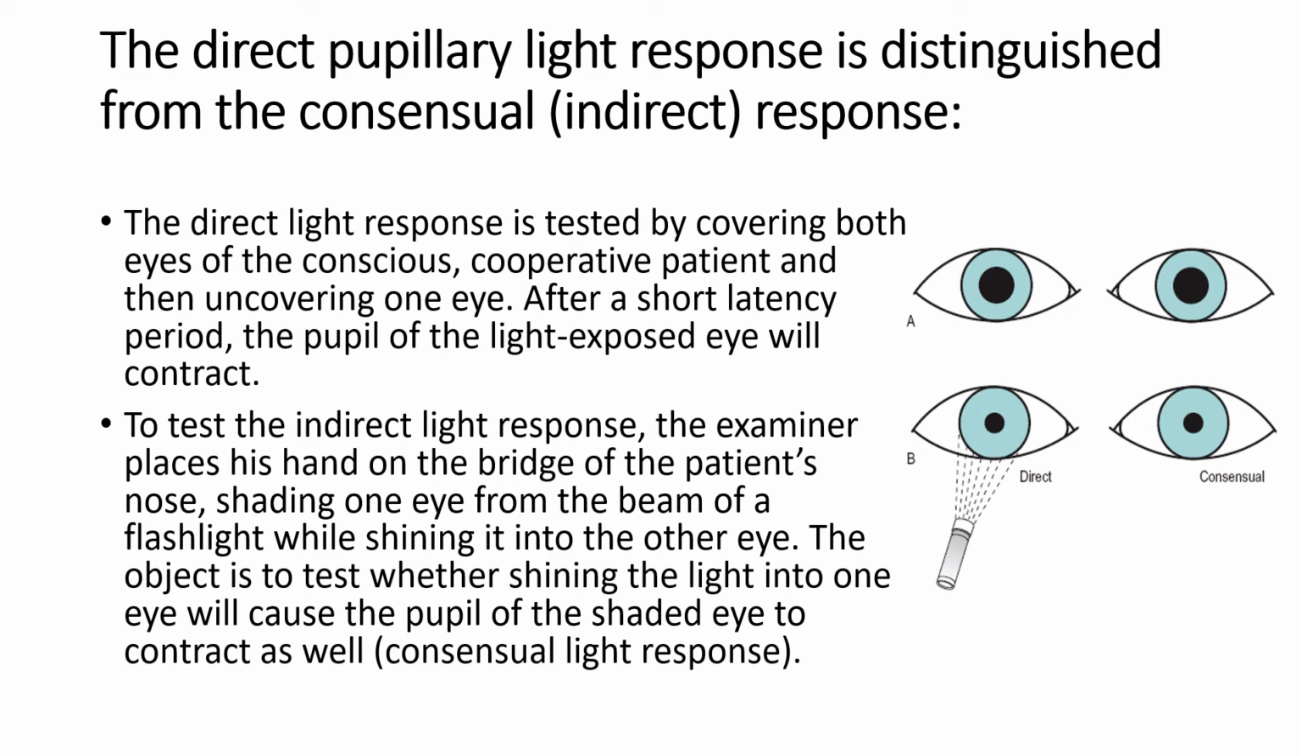The direct pupillary light response is distinguished from the consensual or the indirect response. So direct is when they shine the light directly into that one eye, it constricts, direct. Indirect, the opposite eye. So if you shine the light into the left eye, the left eye will constrict, that's direct. If you shine the light into the left eye and the right eye constricts, that is the indirect or the consensual response.